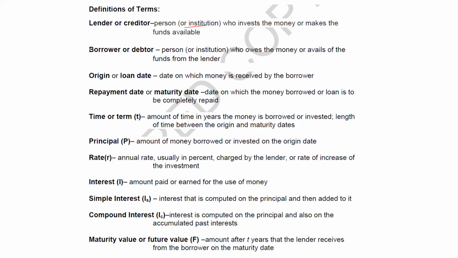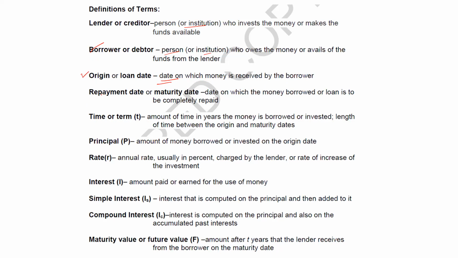Ang borrower naman or debtor, pwede rin siyang person or institution who owes the money or avails of the funds from the lender. Origin naman or loan date, the date on which money is received by the borrower. So very self-explanatory. This is the date kung kailan na-receive ang money ng borrower.